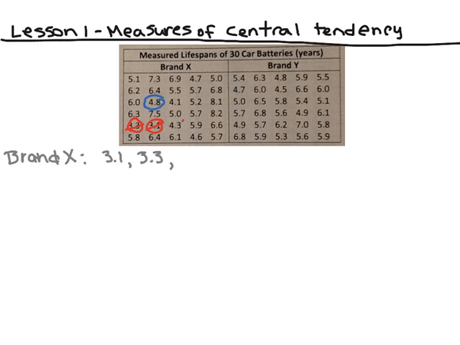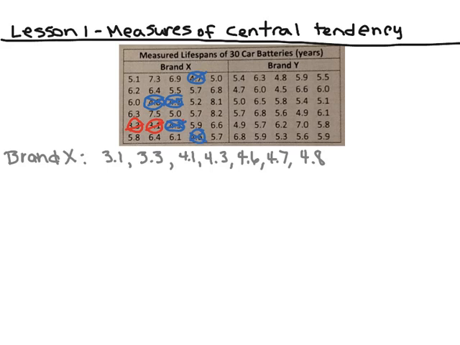4.8, 4.1, 4.3, 4.7, 4.6, and that's it for 4s. So we should put it in order: 4.1, 4.3, 4.6, 4.7, and 4.8. Now we'll cross them all out.